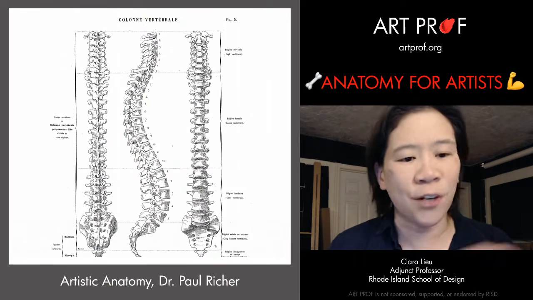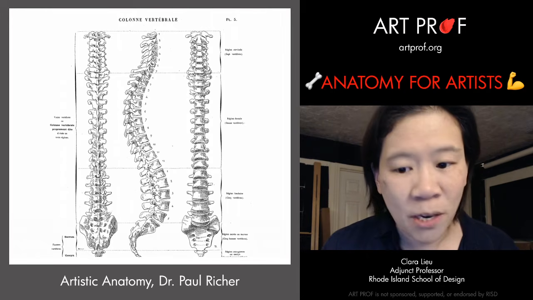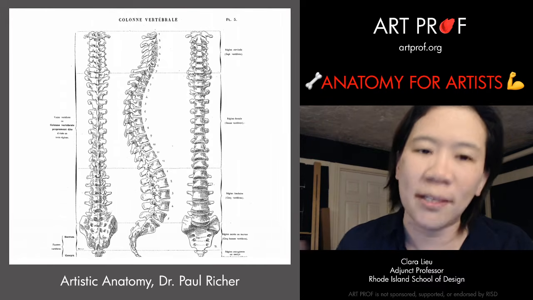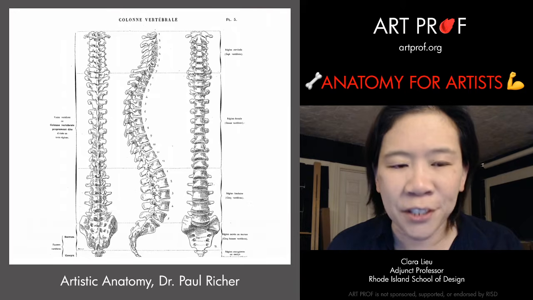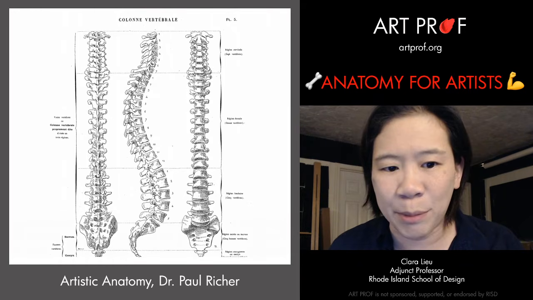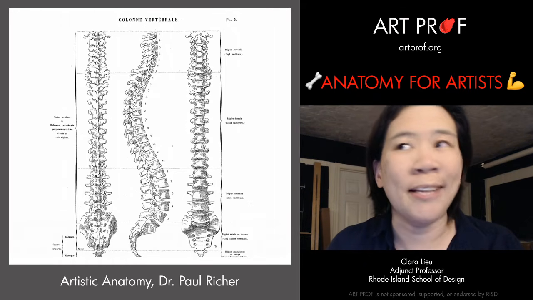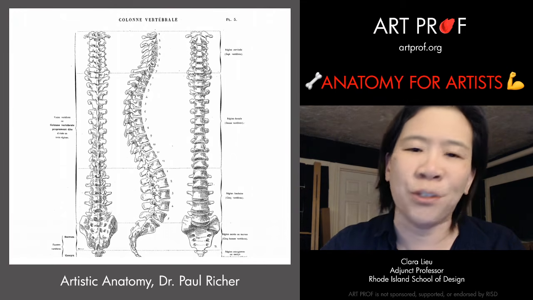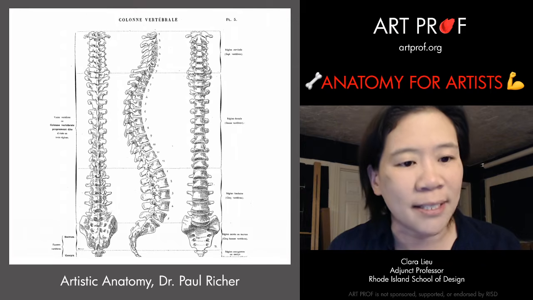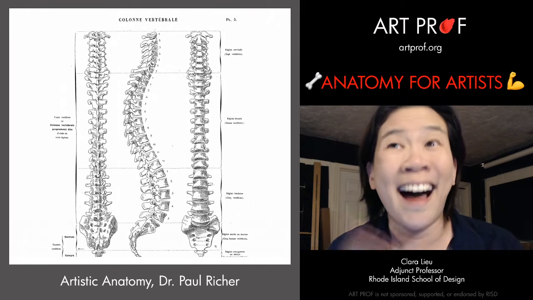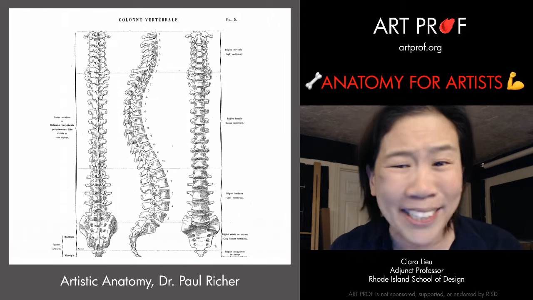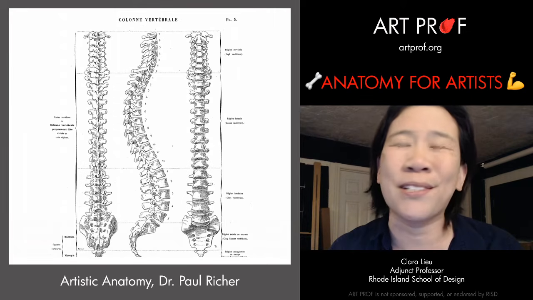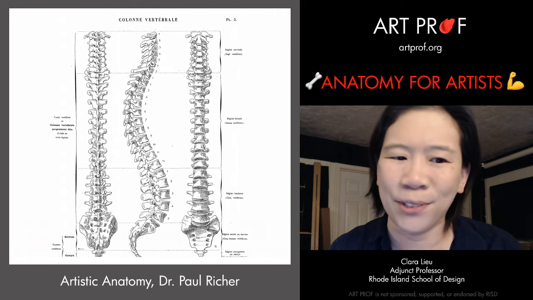Okay, now let's go back to Dr. Paul Richer, Artistic Anatomy, which, by the way, if you guys are looking for a good, simple, straightforward anatomy book, this is one I recommend. It's great. It's not expensive. It's paperback. I don't buy it to read it. I buy it to look at the charts because I find the charts just bare bones. They're just really easy. Some of the other anatomy books, the pictures are too complicated. You can't really see past it.